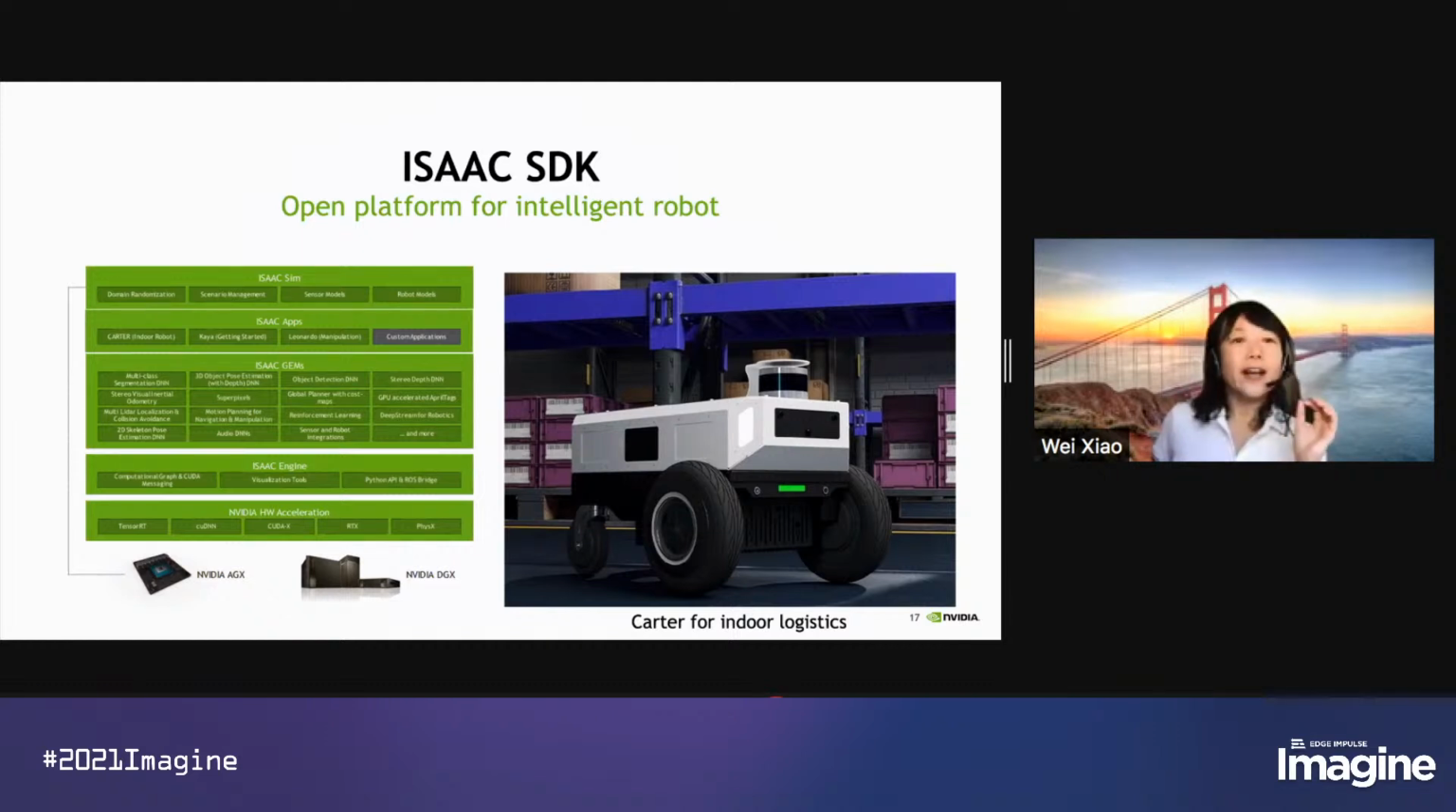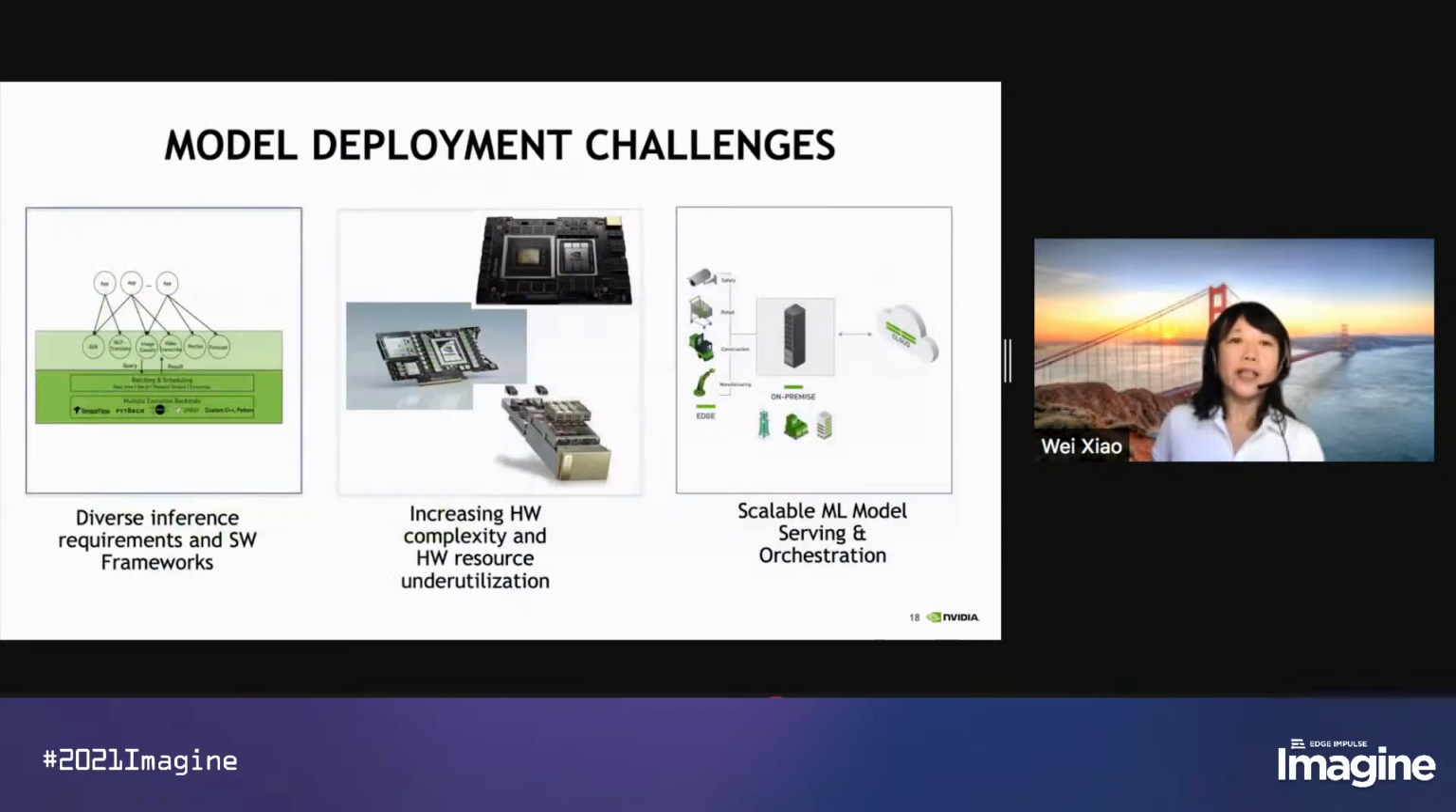Cool. So we touched on CUDA, TensorRT, application development. There is one thing we need to worry about, which is deployment. Model deployment is definitely not an easy task. Across the spectrum, developers face very different challenges, including diverse software frameworks and inference requirements, hardware complexity and utilization, and also scalable machine learning model serving and orchestration.